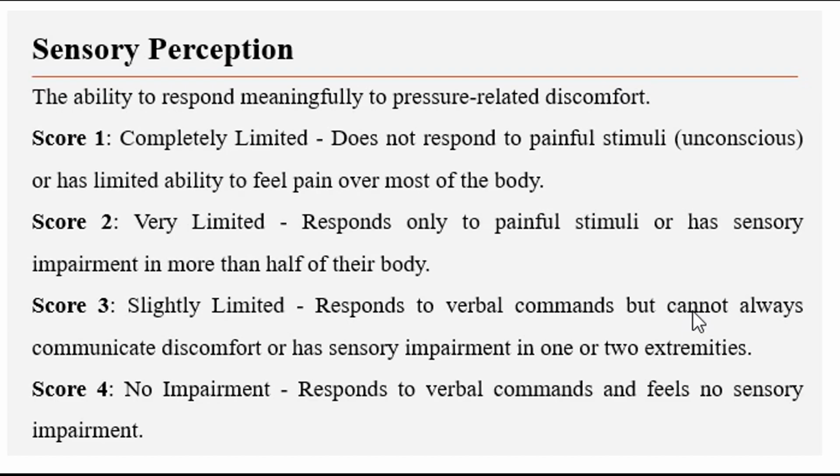Score 2 is very limited. The patient responds only to painful stimuli or has a sensory impairment in more than half of the body. Half the body is completely paralyzed, and in that half there is only a response to painful stimuli. This condition we will give score 2. Score 3, slightly limited. That means responding to verbal commands but cannot always communicate discomfort. The reason may be that sensory impairment is there in 1 or 2 extremities. In this condition, we will give score 3.